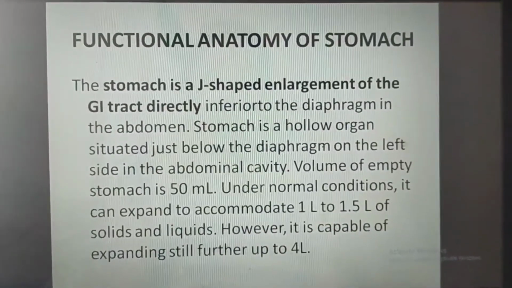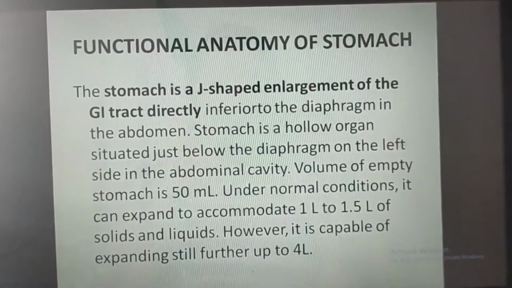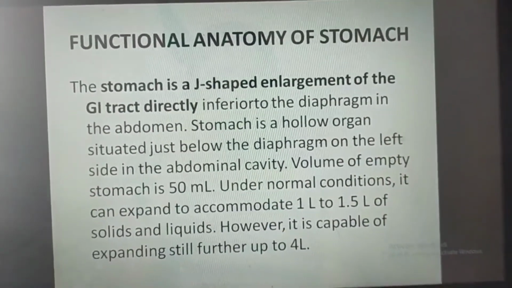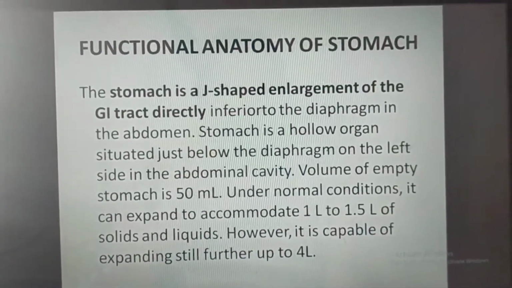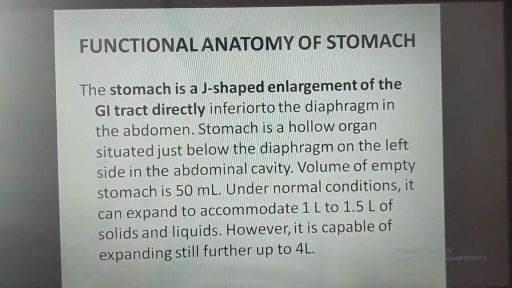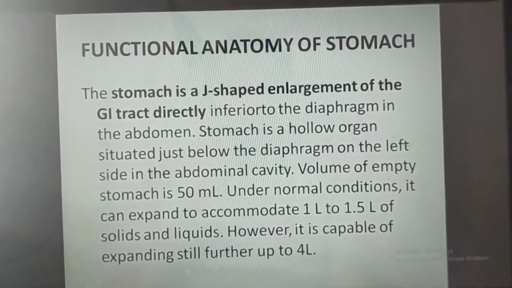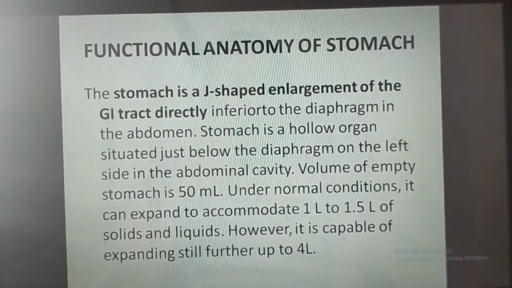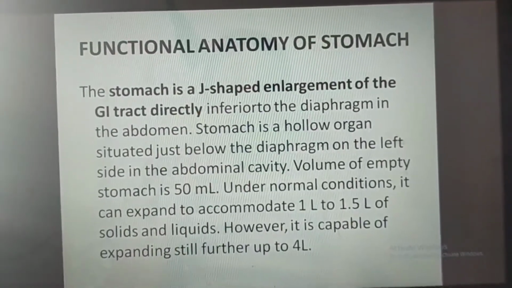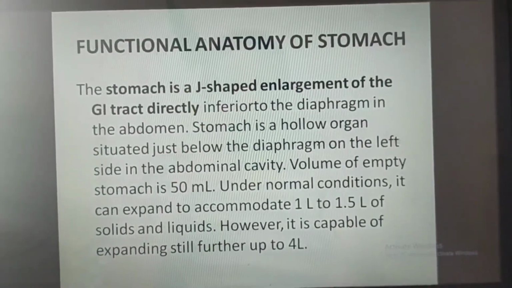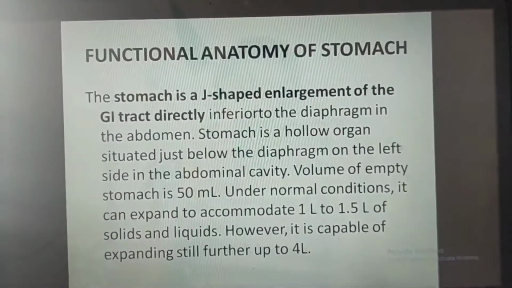First, we'll see the functional anatomy of the stomach. The stomach is a J-shaped enlargement of the GI tract directly inferior to the diaphragm in the abdomen. Stomach is a hollow organ situated just below the diaphragm on the left side in the abdominal cavity. Volume of empty stomach is 50 ml. Under normal conditions, it can expand to accommodate 1 liter to 1.5 liter of solids and liquids. However, it is capable of expanding still further up to 4 liter.